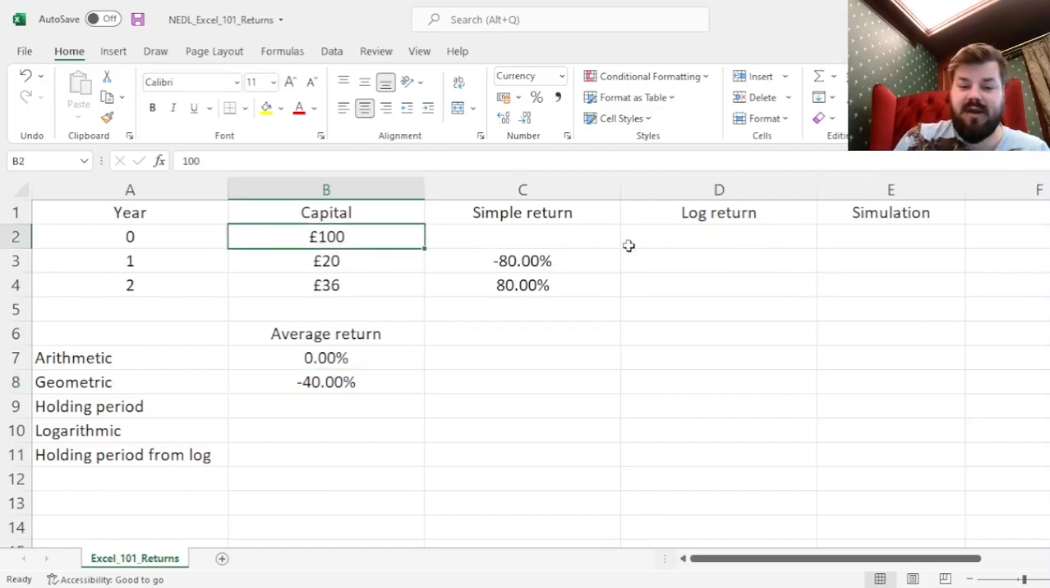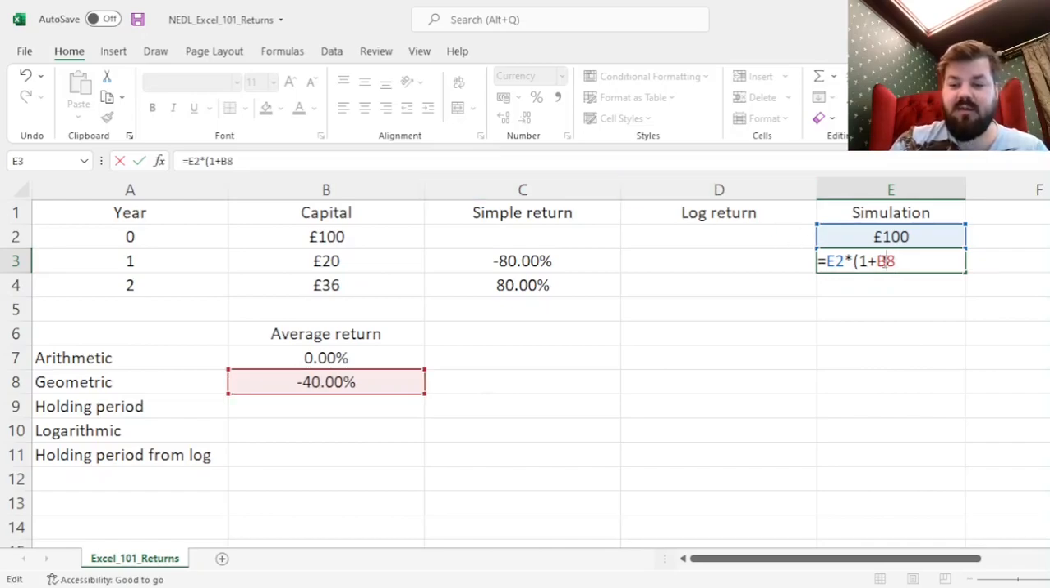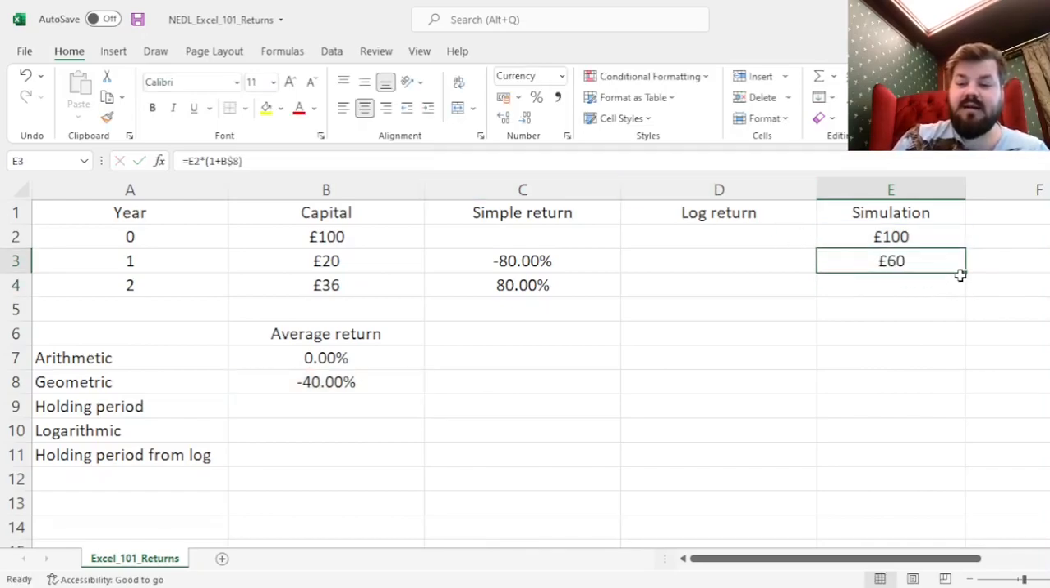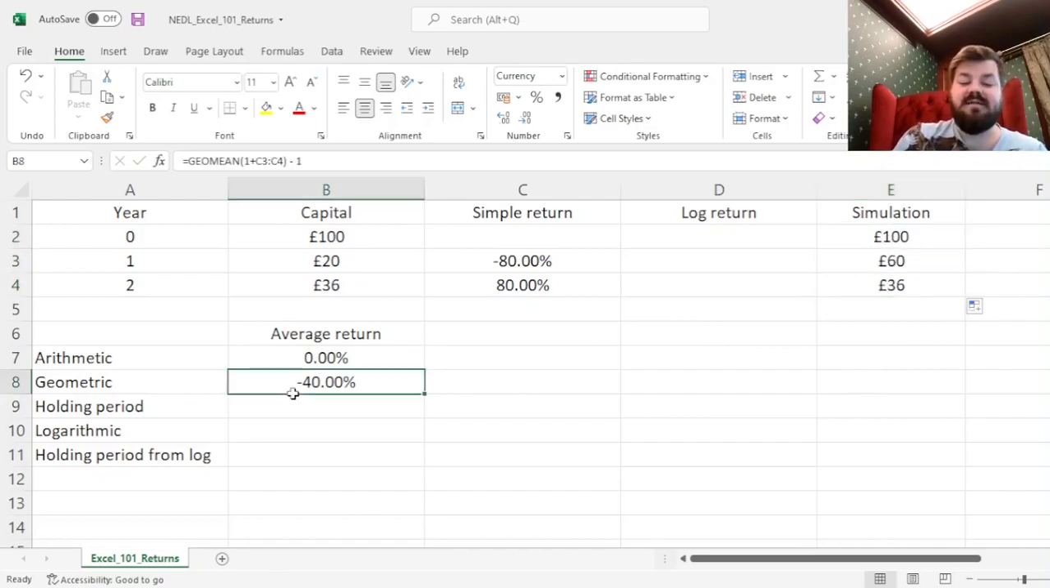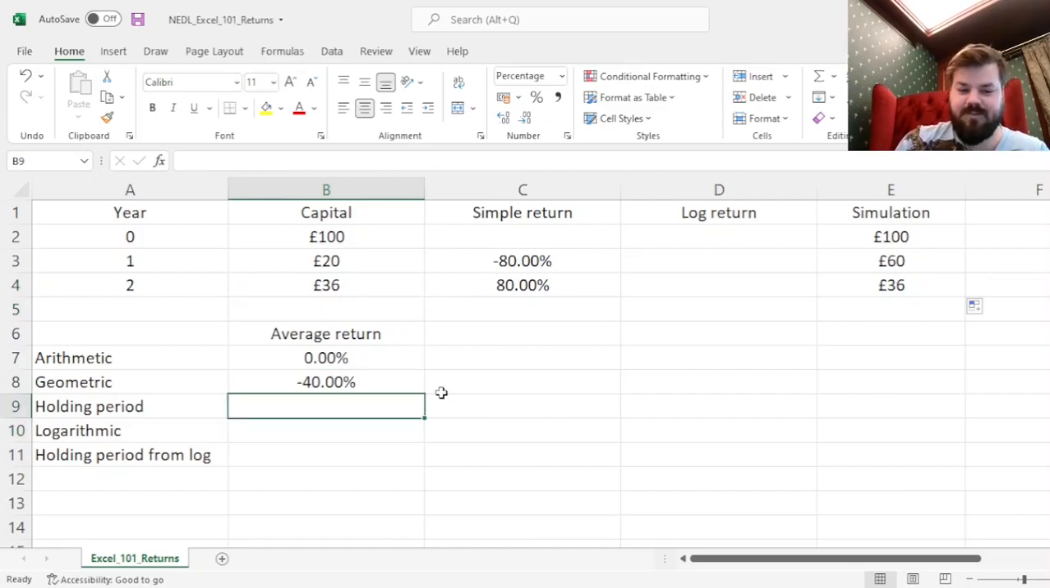And we can simulate an investment with minus 40% return per year, multiplying our holding value by the annual return that we have calculated, and see that if we indeed hold our £100 at negative 40% return per year, we'll achieve the same value that we did here, meaning that the geometric mean does provide us with an unbiased, true value of the average return.